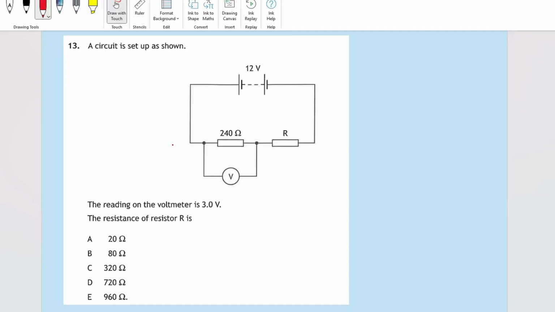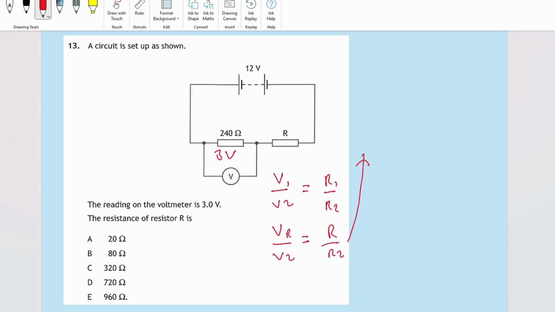Question 13 says a circuit is set up as shown. The reading on the voltmeter is 3 volts, so let's mark that in. And we need to get the resistance of resistor R. So there are multiple ways to do this, but the way I'm going to do it is use V1 over Vt is equal to R1 over RT. Now I'm actually going to rewrite this again just to use subscripts to make it a little bit easier for me. So I'm going to call this VR over V2, sorry, and R over R2.